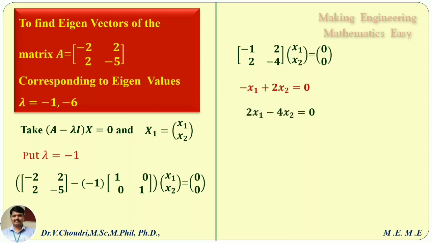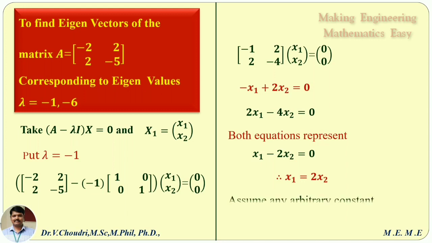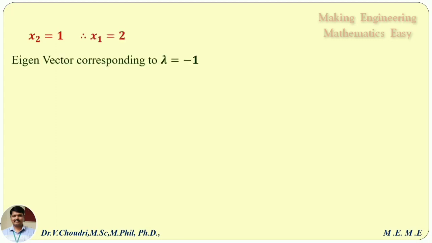Here, the two equations look different, but both equations represent x1 minus 2x2 equal to 0. Here, there are two unknowns, but we have only one equation, x1 equal to 2x2. Therefore, assume any arbitrary constant. Taking x2 equal to 1, we get x1 equal to 2. Therefore, the eigenvector corresponding to lambda equal to minus 1 is x1 equal to (2, 1).